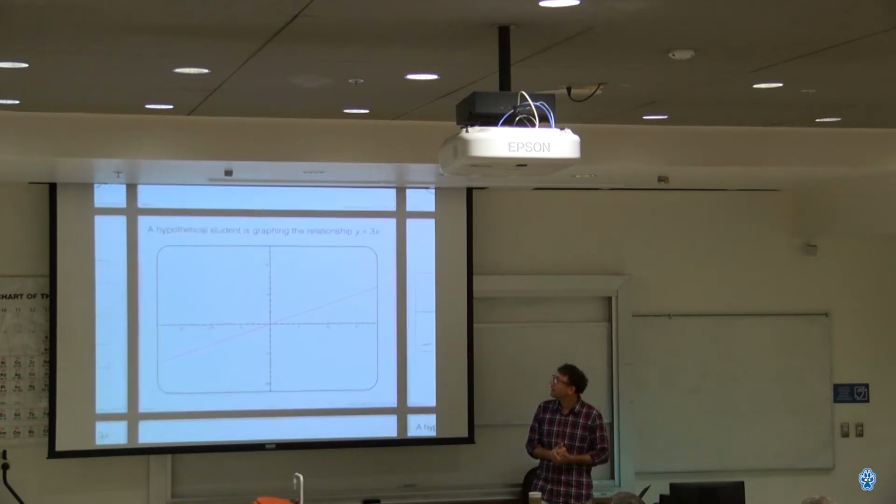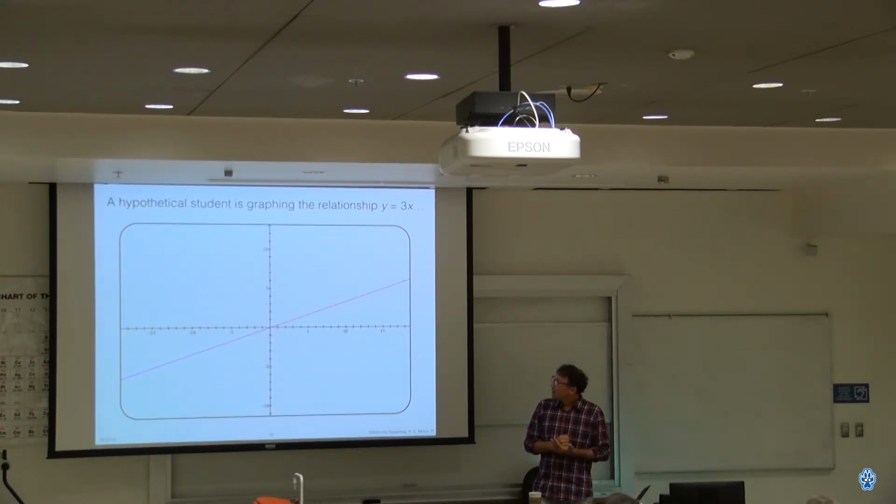All right, we're going to take a look at a second example. So this interview task, these were also done in clinical interviews. A hypothetical student is graphing the relationship y equals 3x, and this is the graph they provide. So I'll give you half a minute here to think about how a student might produce that graph.